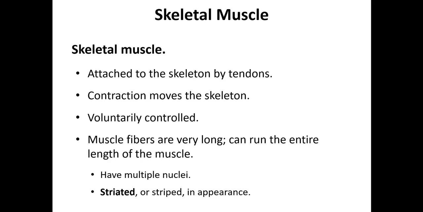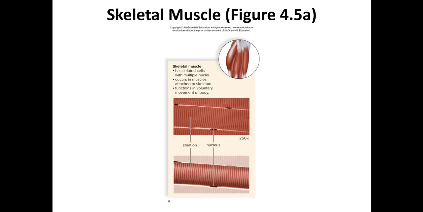Skeletal muscle is also known as voluntary muscle, which contains stripes or striations. Here's a picture showing you the skeletal muscle up close. You can see the banding pattern. You can see there are multiple nuclei in this picture.